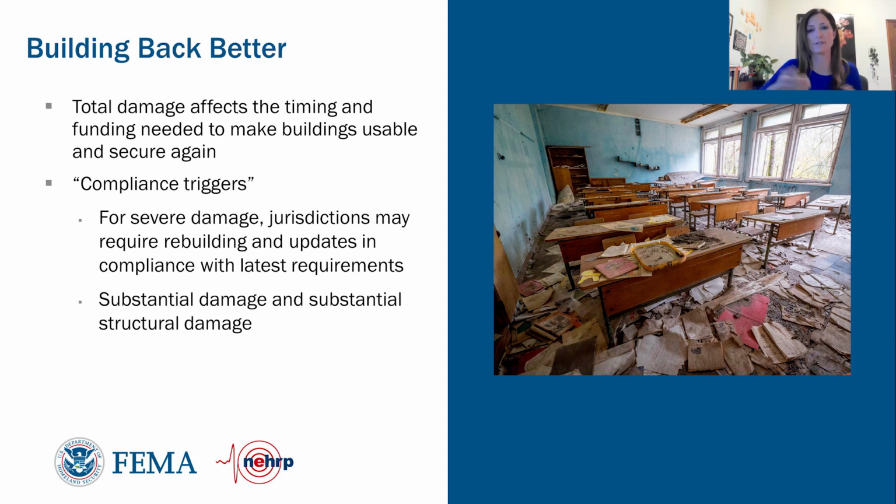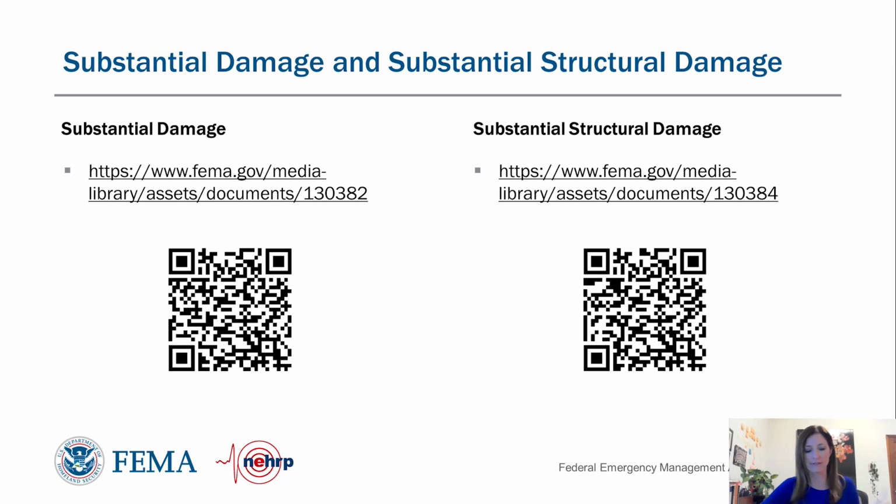And so there are various compliance triggers that we talk about in the guidebook, including that for severe damage, jurisdictions may require rebuilding updates in compliance with the latest code requirements, for example. In terms of substantial damage and substantial structural damage, this is where there is guidance available from the Federal Emergency Management Agency, and there are QR codes as well as links included on the guide that can assist state and local officials in determining the level of damage for buildings in flood hazard areas, for example. And so for more information, please pursue those resources on the slides and in the back of the guidebook.